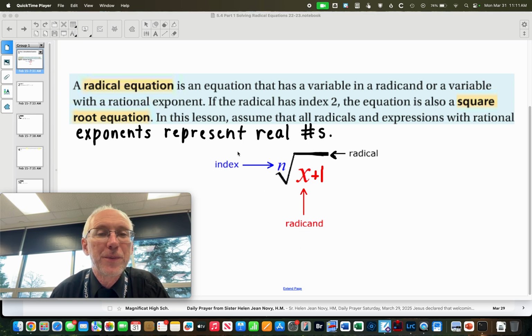A radical equation is an equation that has a variable in a radicand or a variable with a rational exponent. If the radical has index 2, the equation is also called a square root equation. In this lesson, assume that all radicals and expressions with exponents represent real numbers. So here's our index, here's the radical. The radicand is what's inside.